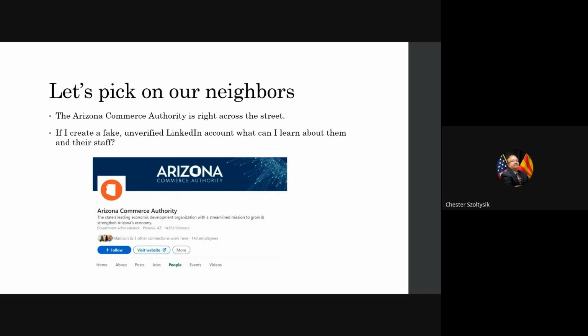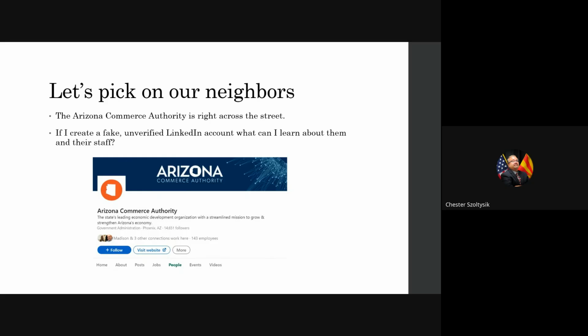So let's pick on our neighbors. In the past, when I would teach this for law enforcement, I sometimes would ask for a volunteer in the class. I did that once because we learned way too much about the volunteer inadvertently. So I'm not going to pick on our agency or anyone here, but I'm certainly happy to pick on publicly available information from our neighbors across the street at the Arizona Commerce Authority.